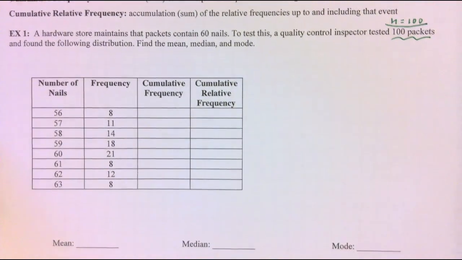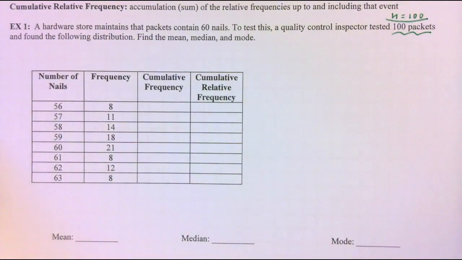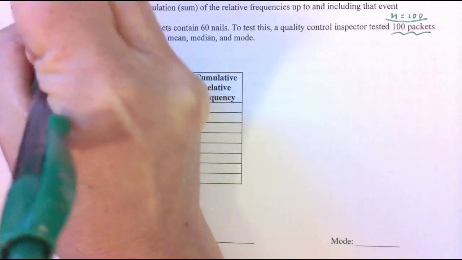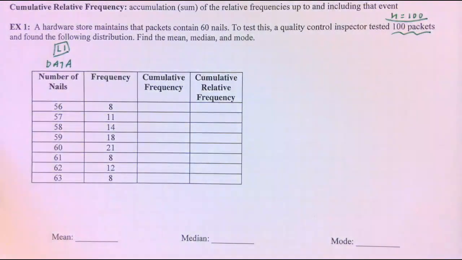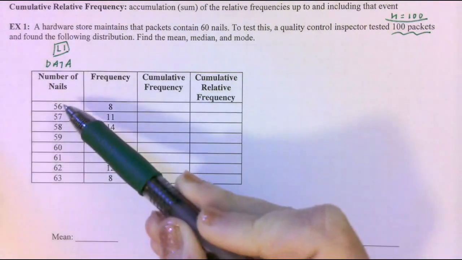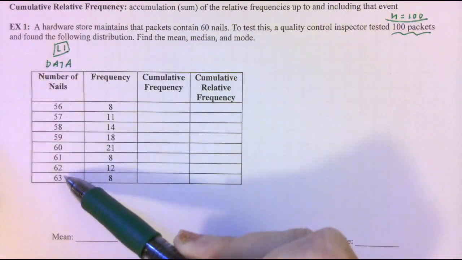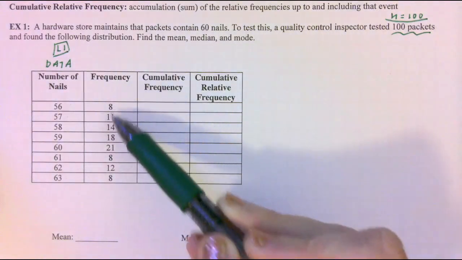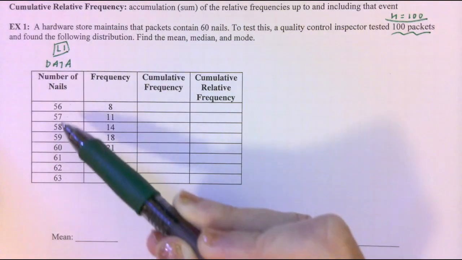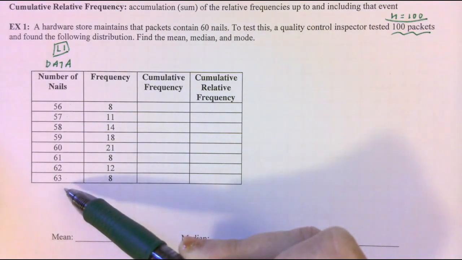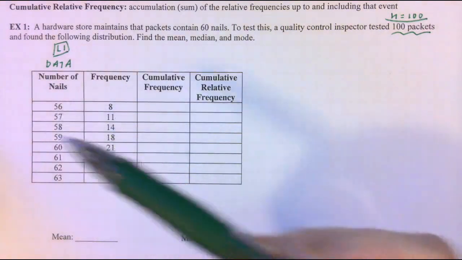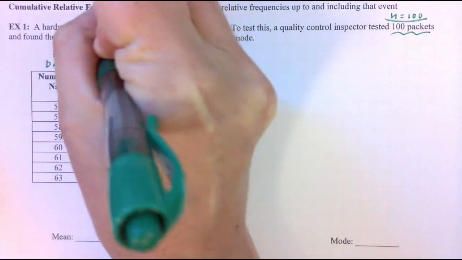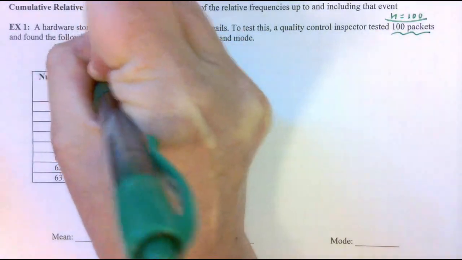So we start off by looking at our data in our L1. L1 right here, this is all the outcomes that play out. So in all those different packets, these are the number of nails that showed up. We had 56, 57, all the way up to 63. And we're seeing all of the frequencies or counts that go with each of these particular outcomes. So for example, there were 8 packets that contained 56 nails. So now the L2, we're going to type in all of these frequencies, all of these counts.